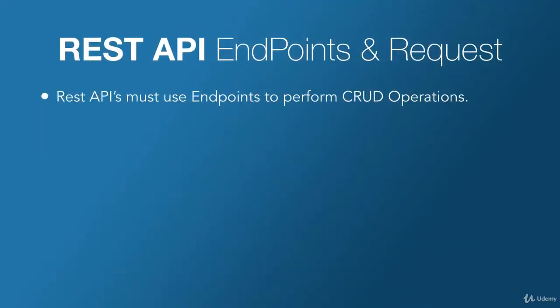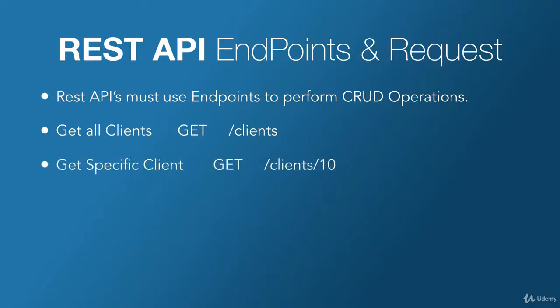REST API endpoints and requests. A REST API must use endpoints, which in the end are URLs, to perform CRUD operations. For example, if you want to retrieve all the clients in REST, you have to use a GET request, and normally it's going to be /clients, the endpoint. If you want to get a specific client, again, the request is going to be GET, and normally the URL is going to be /clients/ the ID. In this case, for example, we are returning the ID 10.